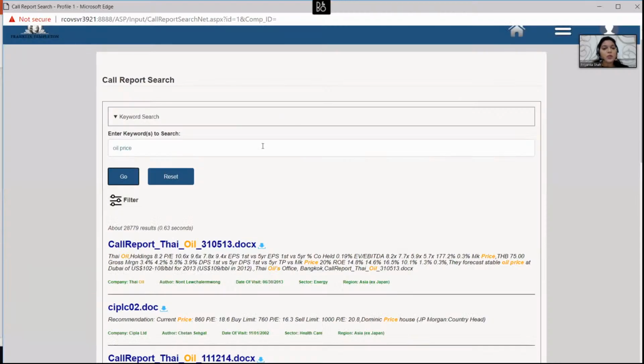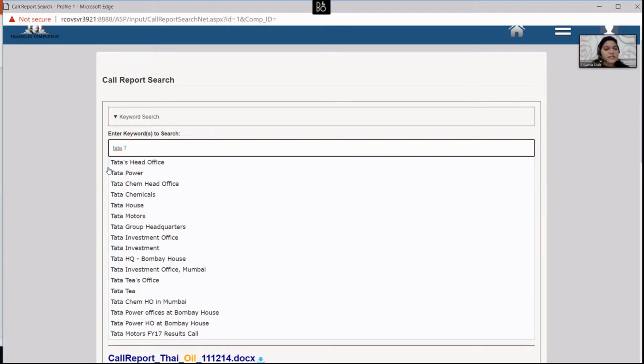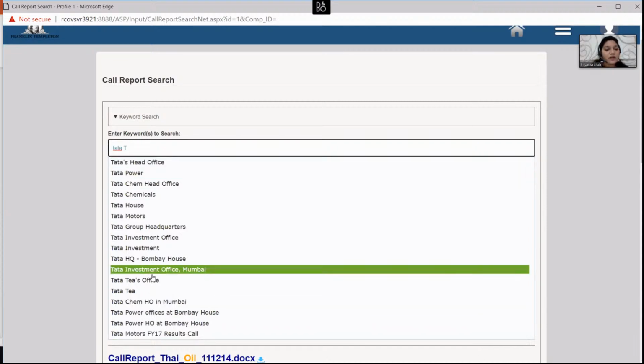All right. So our call report search is very, how should I say, efficient. It not only gives me hits on exact keyword matches, it also gives me suggestions. For example, say I'm searching for Tata. It gives me suggestions about whether I should search for Tata head office, Tata Power, Tata Chemicals, Tata Tea, and stuff like that. So we have a type-ahead search, or Elasticsearch suggestions.